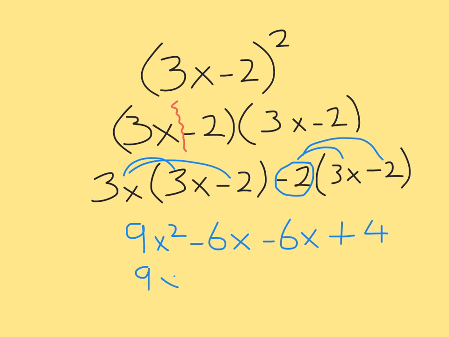So I have 9x squared, minus 6 and minus 6 I can add together gives me minus 12x. And then finally I have plus 4. And that's my final answer. I can't do anything else with that.